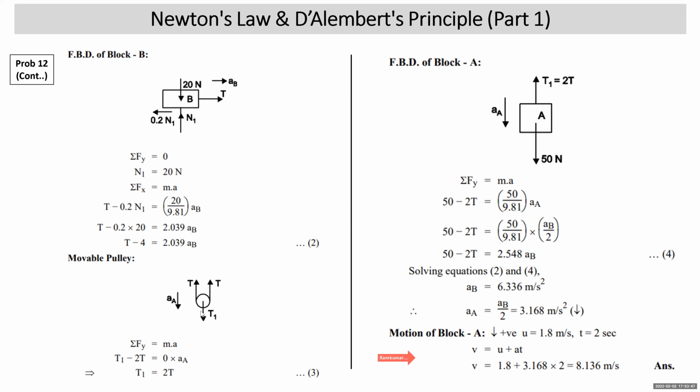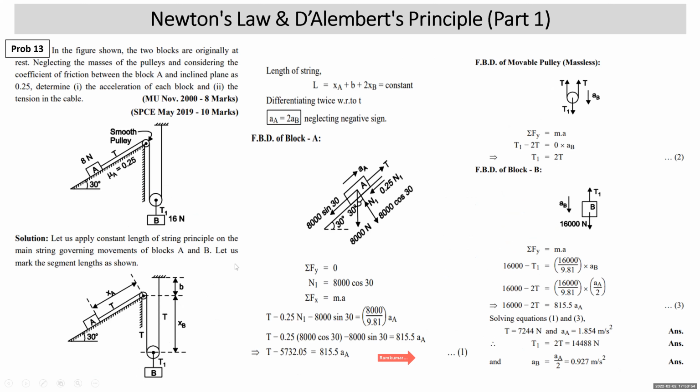Now we draw the free body diagram of the movable pulley. Tension in the main string, on which the constant length of string method applies, is T. So this is T, and this is also T.